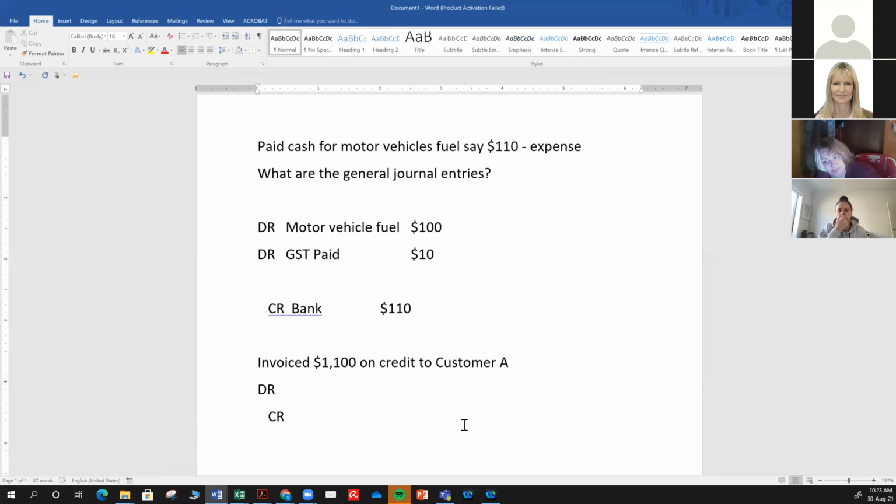I'm going to have a go. So debit bank. Wrong. Oh, is it accounts receivable? Very good. Accounts receivable, customer A. Okay, where do we credit now? Your bank. Don't always think about bank. You debit your account. Invoice on credit.